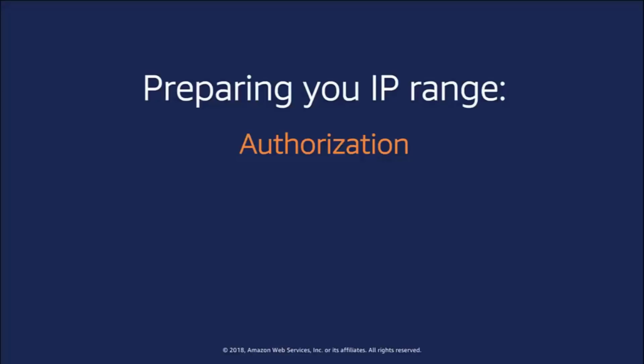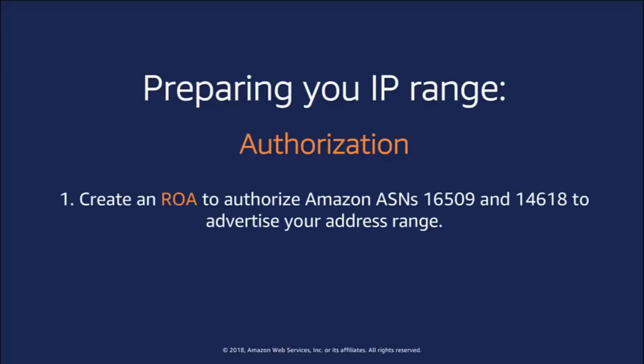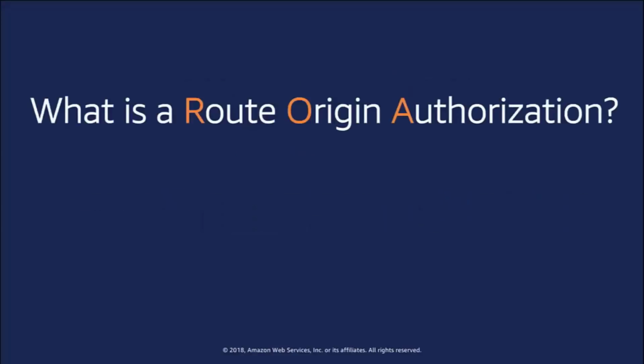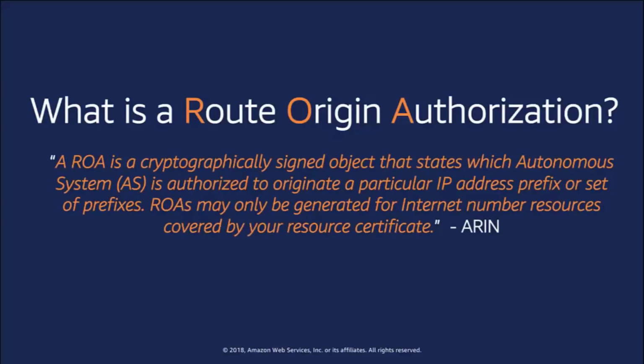Now, to seek authorization from you, what we ask you is to create a ROA. So you create a ROA to authorize Amazon ASNs 16509 and 14618 to advertise your address range. Now, what's a ROA? ROA essentially stands for Route Origin Authorization. This is how ARIN describes it. But essentially, a ROA is a way for you to say, I'm allowing AWS to advertise these prefixes, and you are declaring that publicly. Only you can create a ROA for your prefix after you have authenticated yourself with ARIN.